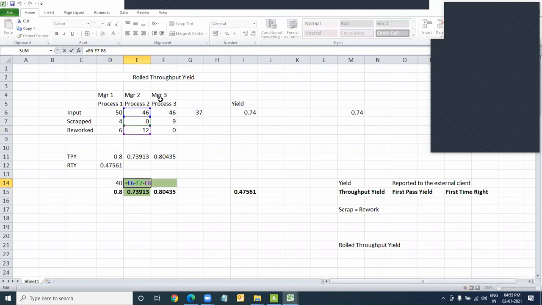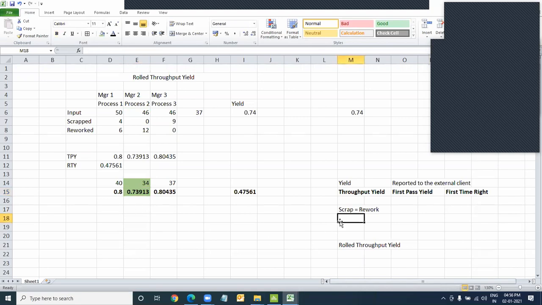Here, 46 minus 0 minus 12 is going to give you 34. This is the error-free output. 34 divided by 46 will give you the error-free rate of this particular stage. Is that clear? Yes.